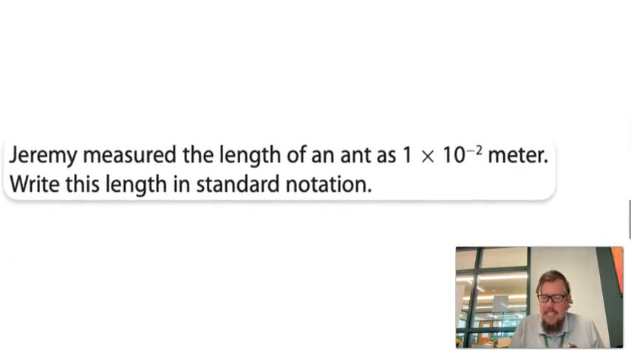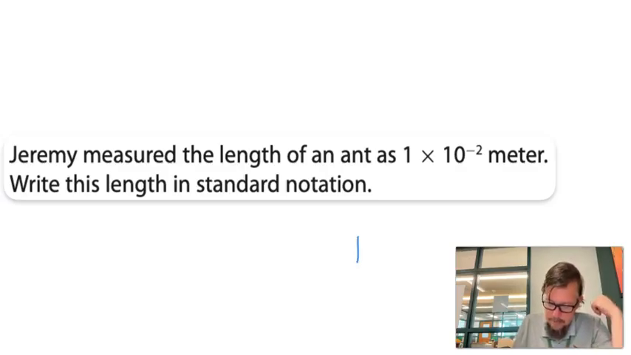Jeremy measured the length of an ant. Don't ask me how Jeremy did that. Measured the length of an ant as 1 times 10 to the negative second meters. Write this length in standard notation. So we're going to take 1 and then move the decimal 2 places to the left. So 2 places means we're probably just going to have 1 zero after the decimal, right? Negative 2 plus 1 is negative 1, so probably a decimal and then 1 zero.